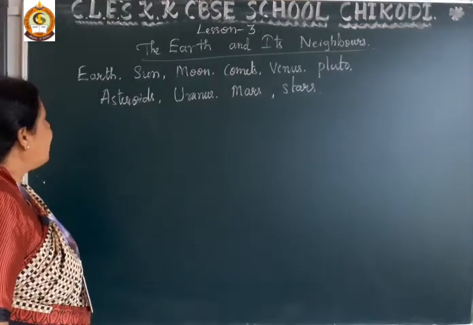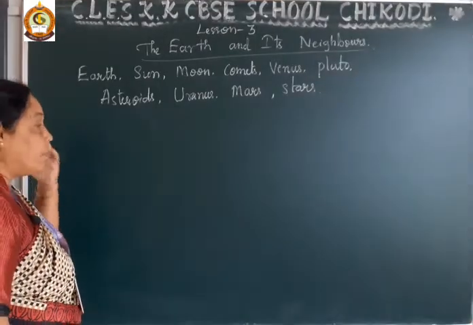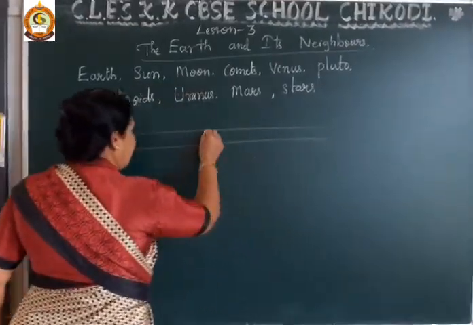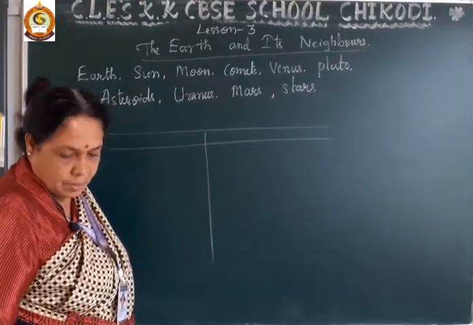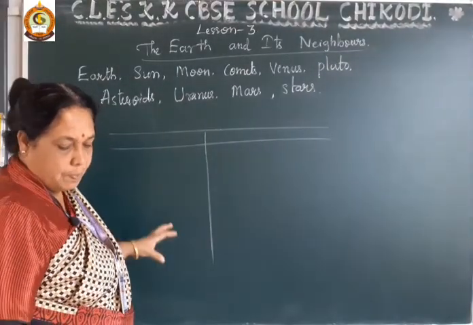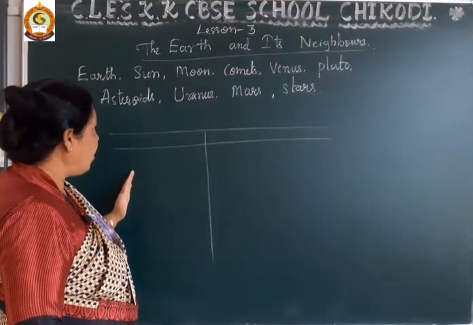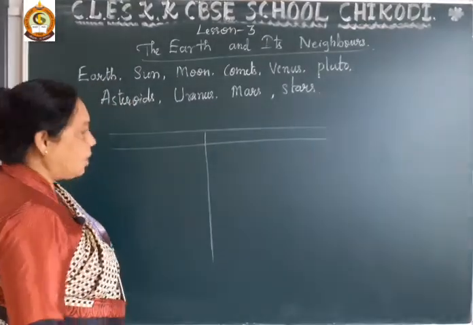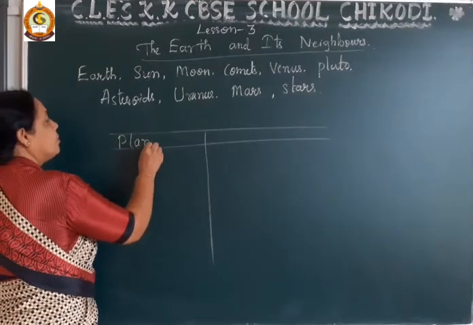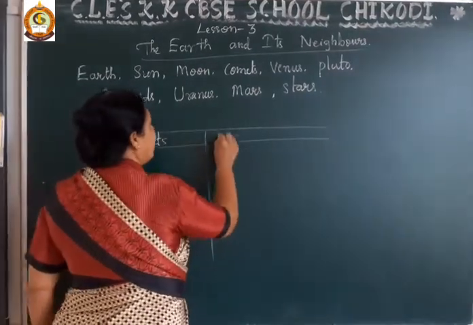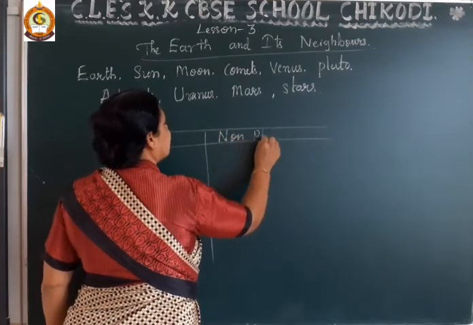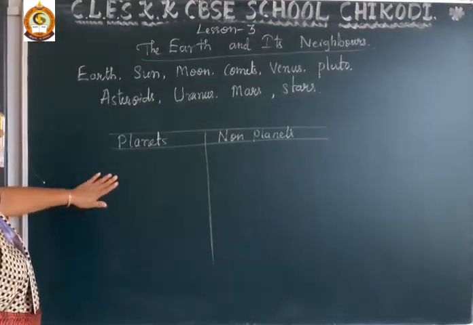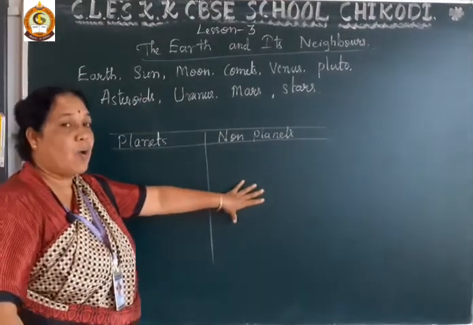After seeing these words, make a table. You have to put the planets in the planets column and write down the non-planets in the non-planet column. This is the planet column, and this is the non-planet column. You have to complete this table.